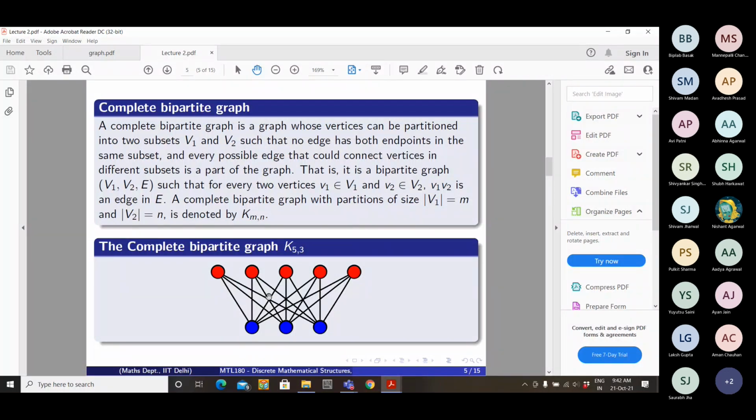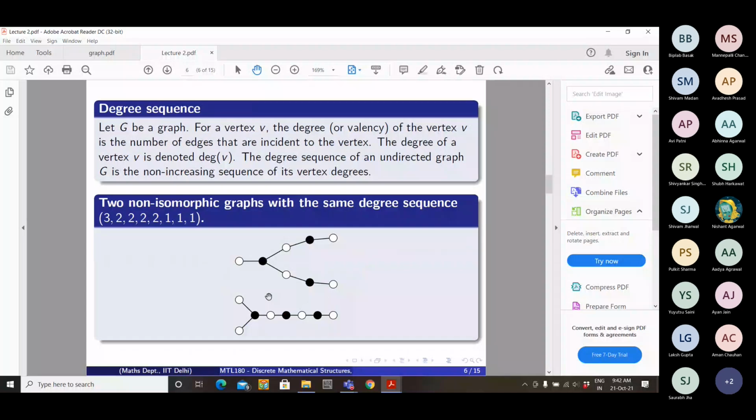So what's the degree sequence? Are you familiar with the degree? I hope so, because we have started a theorem on the degree of a vertex today, right? So what is the degree? The degree of a vertex is the number of edges incident to that vertex, right?